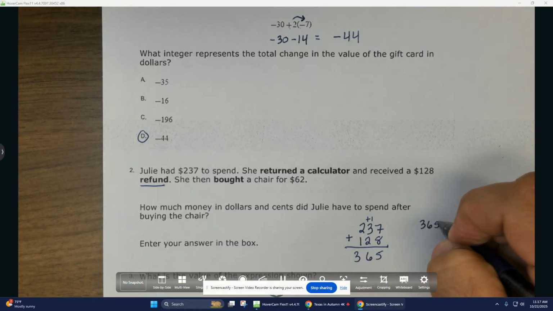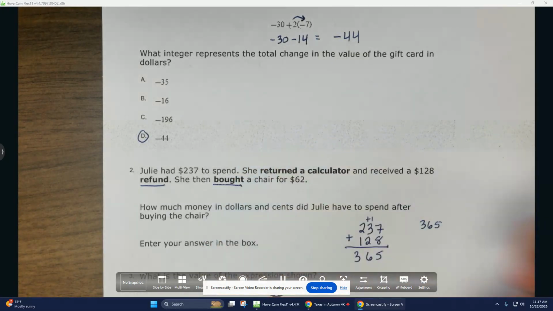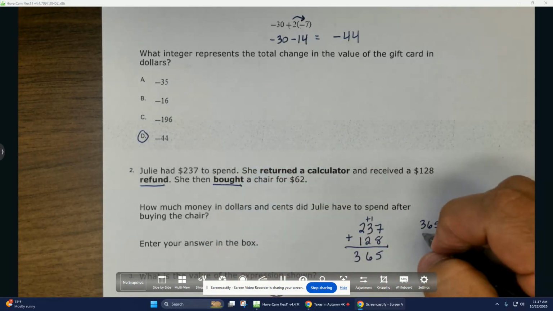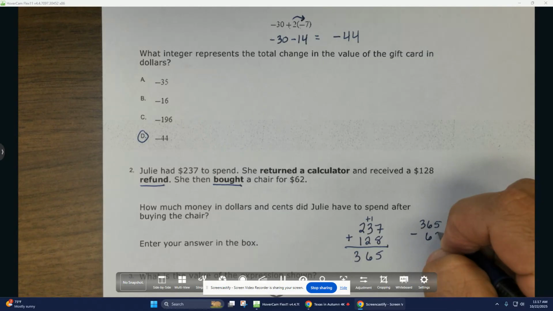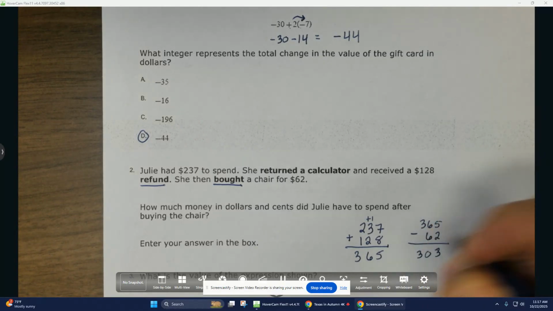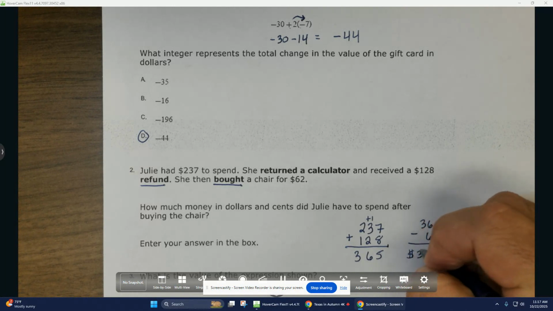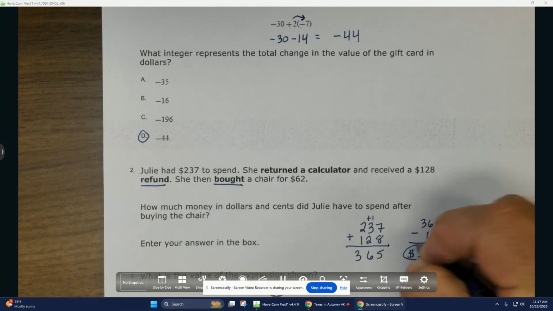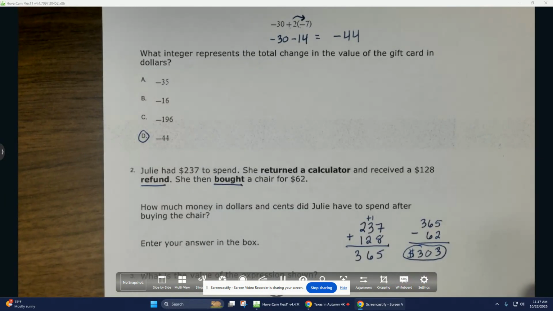But then it says she bought a chair. Guys, if you're buying something, that means you're spending money. You're losing the money. So how much does she have at the end? She has $303. That is it.